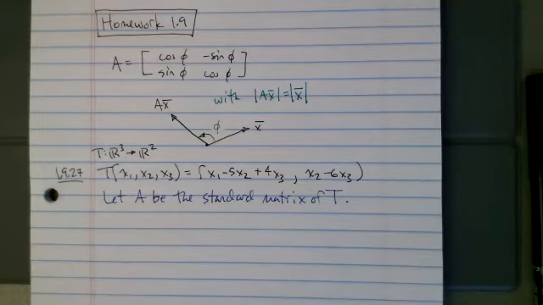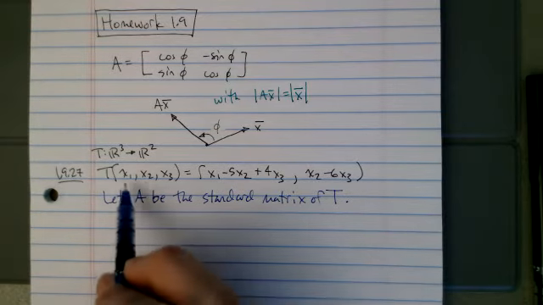So in problem 27 in section 1.9, we want to determine if the transformation is one-to-one and onto. So here's the transformation from problem 19. T of x1, x2, x3 is x1 minus 5x2 plus 4x3, and then x2 minus 6x3. So the transformation goes from R3 to R2, and we want to find the standard matrix of the transformation. So we get there by mapping the basis vectors.